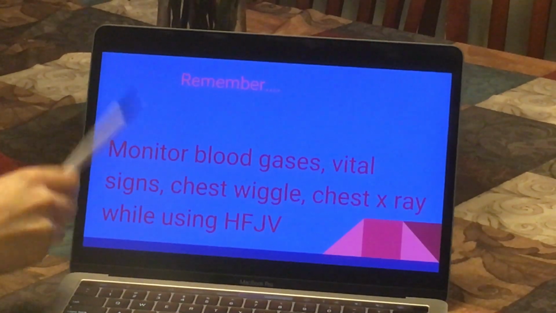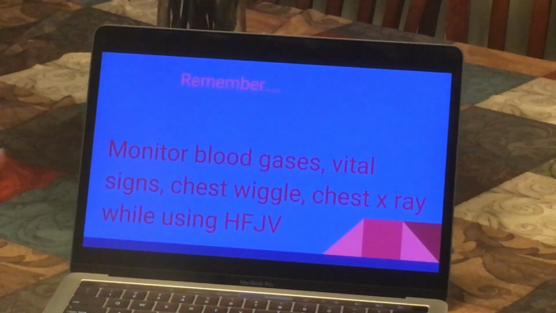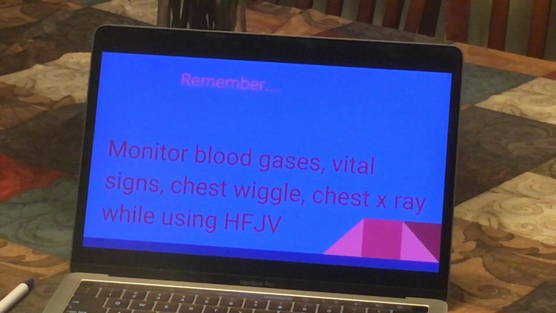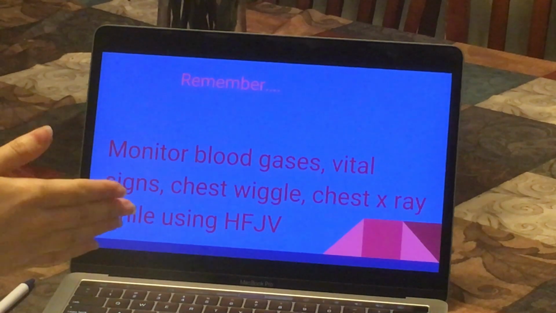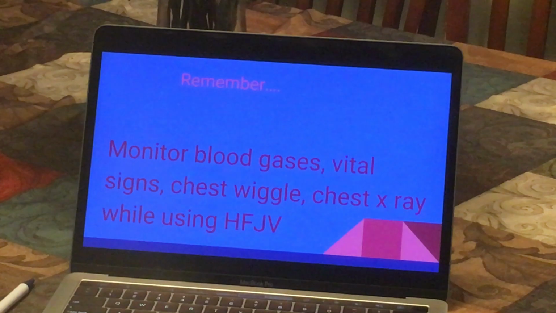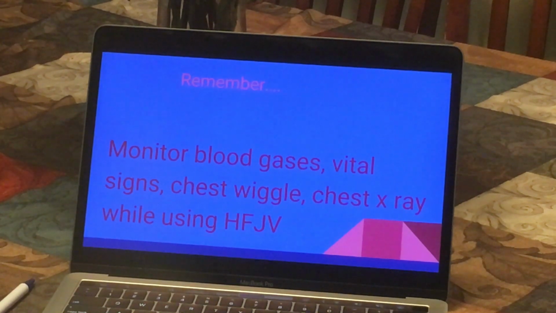Now remember to monitor blood gases, vital signs, chest wiggle, and your x-rays while you're using the jet. These are very, very important. You want to keep everything in mind, and you want to go in, look at your vital signs, look at your hemodynamic stability, monitor all that stuff very closely on high frequency, as this is usually something that we're using to prevent further escalation, like being sent to ECMO, or sometimes this is what we would withdraw care on. So it's very important that you monitor your patient very closely and hopefully get them off the jet and back to maybe conventional ventilation, and eventually to extubate them.